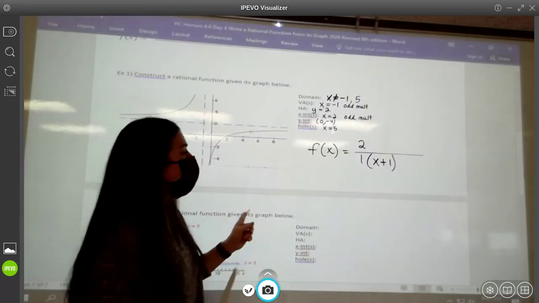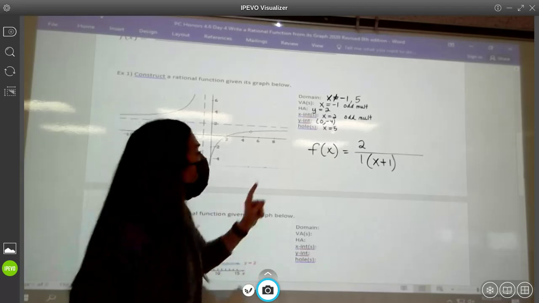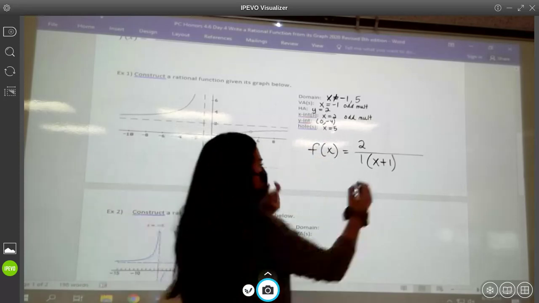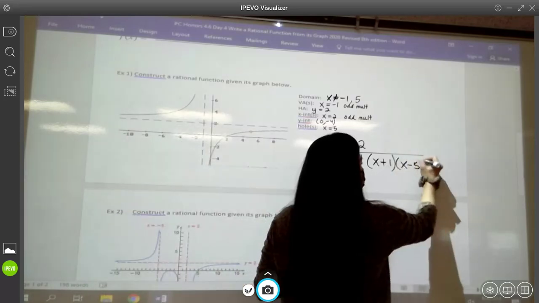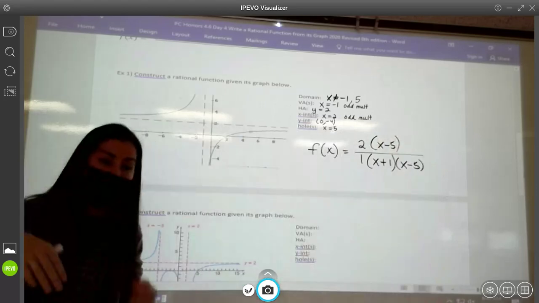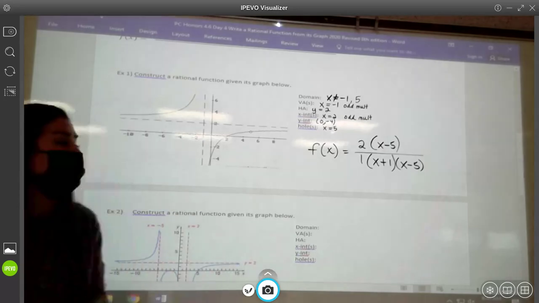All right, then I also have holes. Guys, I had a hole when x was 5. So that means I must have had a factor of x minus 5 on top and x minus 5 on bottom, because they would have canceled to create that hole. Because remember, your hole comes from a factor that canceled on top and bottom.